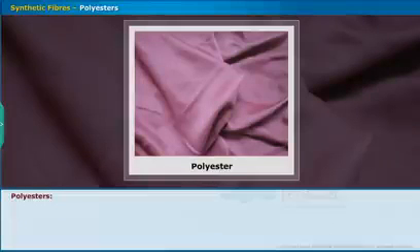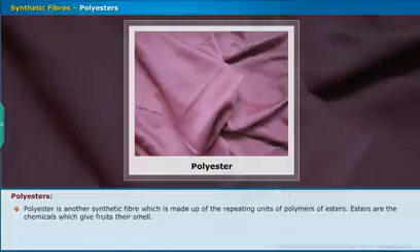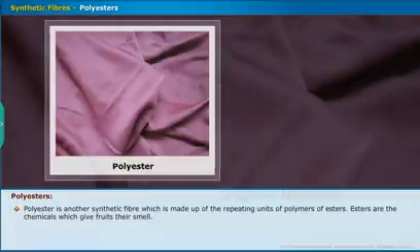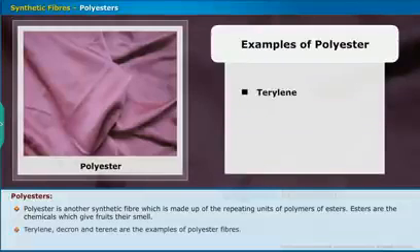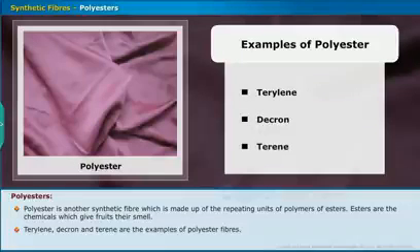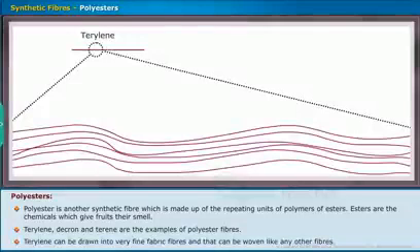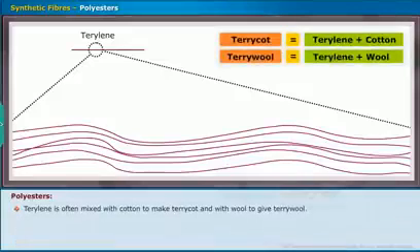Now, let us study about polyester, which is another type of synthetic fiber. Polyester is another synthetic fiber which is made up of the repeating units of polymers of esters. Esters are the chemicals which give fruits their smell. Terylene, Dacron, and Terene are examples of polyester fibers. Terylene can be drawn into very fine fibers and can be woven like any other fibers. Terylene is often mixed with cotton to make terrycot and with wool to give terrywool.